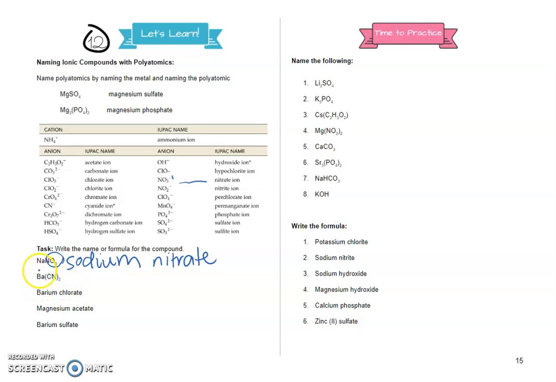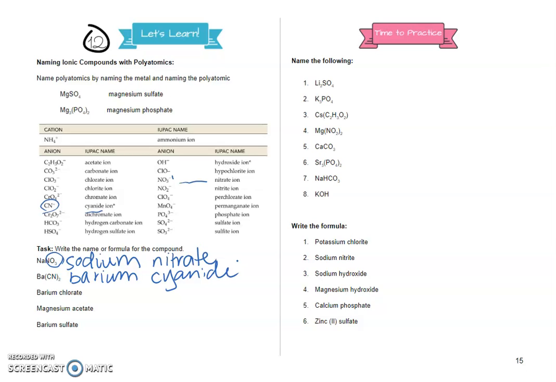The next one, I'm naming it again. Ba is barium. Okay, again, if you don't know, you can look at the periodic table. It's on the far left. CN, I come back up here and I look. Here it is. So it's called cyanide. So I write cyanide. That's it. Done. Okay. So people find naming polyatomics pretty easy. You don't have to worry about the -ide. You just have to name them straightforward with the polyatomic.